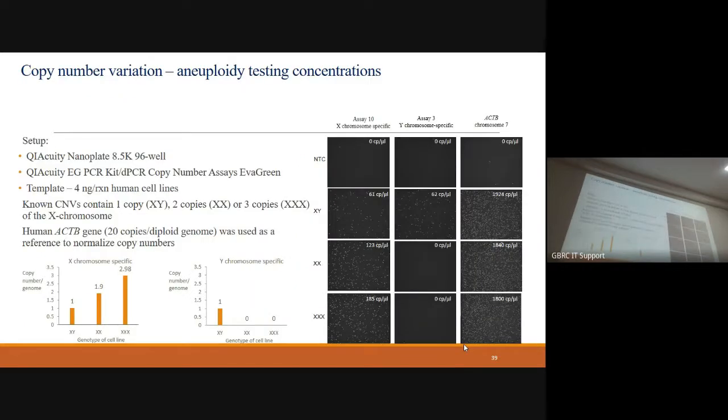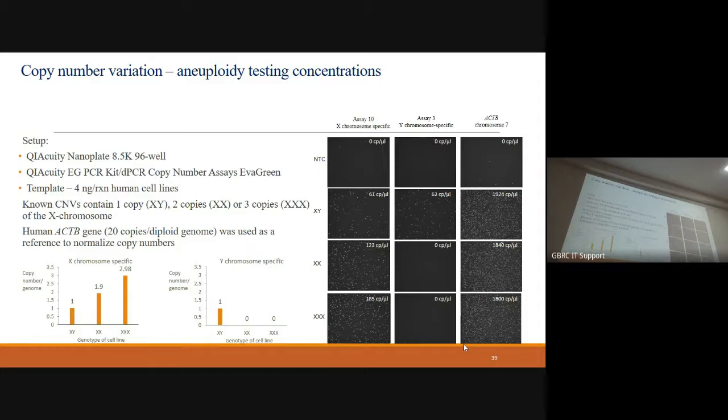So this is one example of how digital PCR can be used for copy number variation. Suppose here they have used this 8.5 thousand partition well plate format, and they have used an EvaGreen based assay only. They have used template concentration of around 4 nanogram per reaction, and they want to see what the changes are in the X and Y chromosome copies. So let's say this is NTC. So these are three samples.